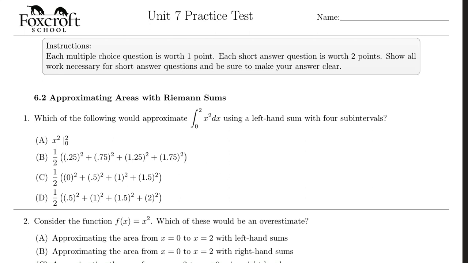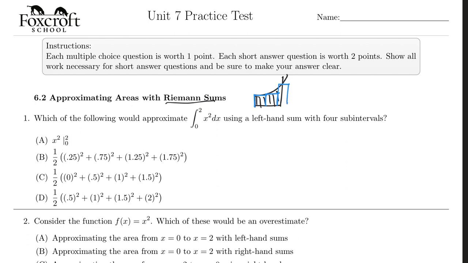So we're going to go over the Unit 7 practice test. In this video, we're going to look at the first 3 learning objectives. The first learning objective is all about approximating areas with Riemann sums. Remember, Riemann sums are if you have some area that you're trying to approximate, you're going to use these kind of smaller rectangles to approximate the area.